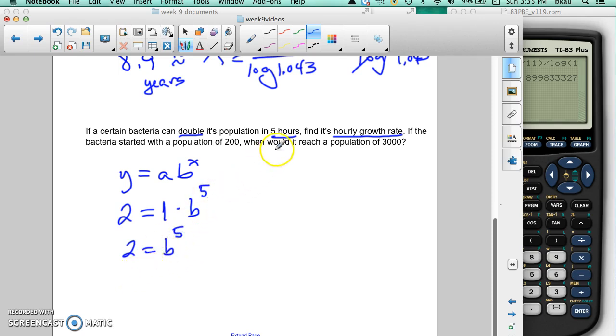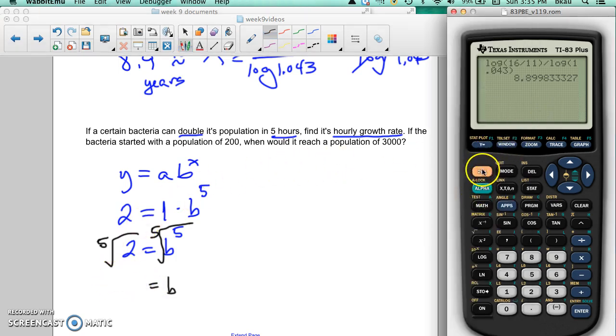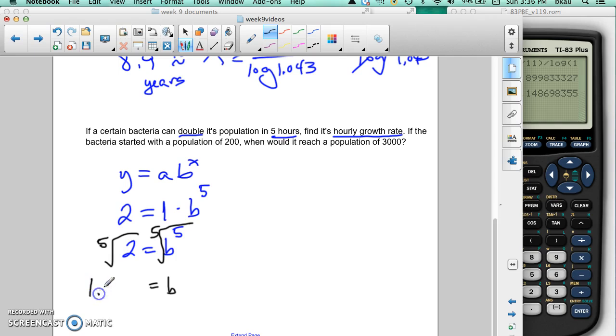So in order to find my solution here, I'm going to need to take the 5th root of both sides of this equation in order to get rid of this B to the 5th, because the inverse operation of the 5th power is the 5th root. So we're just going to approximate B. In our calculator, we put in the root number, we go to math. There's number 5 that does the root. 5 of 2. So that's going to be 1.1487.